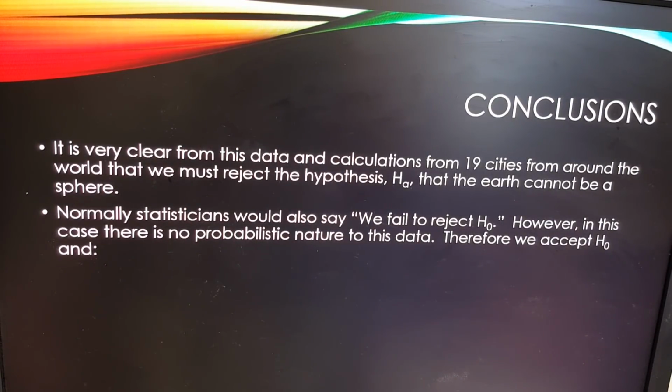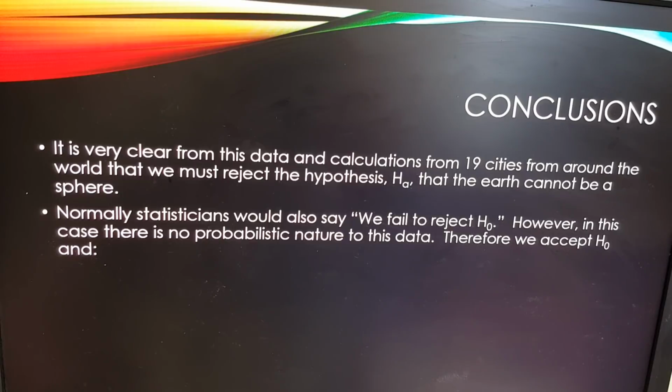So my conclusion, again, it's very clear from this data and calculations from 19 cities. I didn't use just one point. I did repeated measures. So 19 cities from around the world. We have to reject the hypothesis H sub A, that the Earth cannot be a sphere. So we reject the alternate hypothesis.